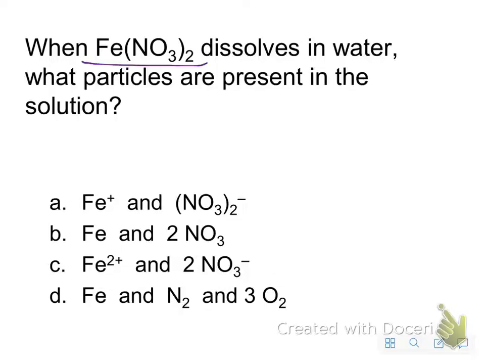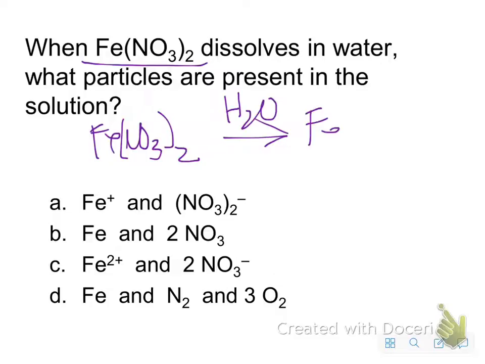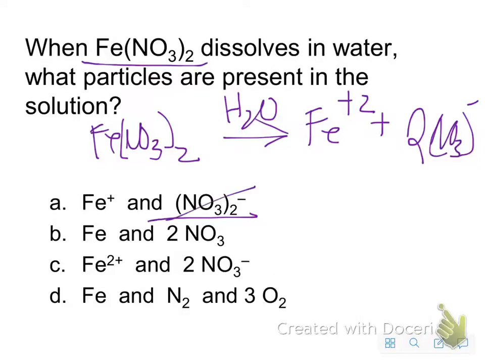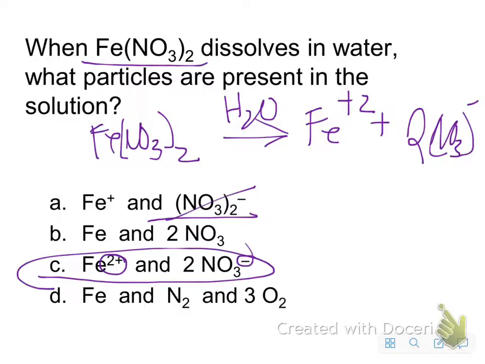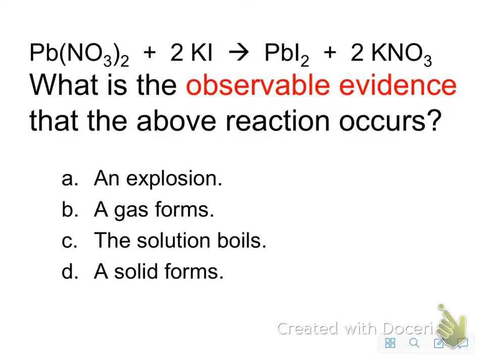Alright, I know this isn't in your packet, but let's see how we do. If I have iron 2 nitrate, Fe(NO3)2, dissolves in water, what particles are present in the solution? So I put it in water, and what I get is an Fe plus 2 plus 2 nitrates. Okay? So, I don't have the whole formula unit, I have an Fe plus 2. So, it's important here to recognize you've got charged particles. Okay?